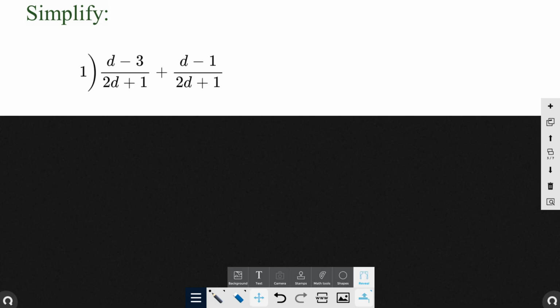All right, first, what do you notice? The denominators are already the same. So the first two steps that you just wrote down are already done, right? If the denominators are the same, you don't need to factor them. You don't need to multiply. They're the same. So step 3 is to add the numerators and keep that denominator the same. So we're going to keep 2d plus 1. And now let's add the top. So what do we have on the top?